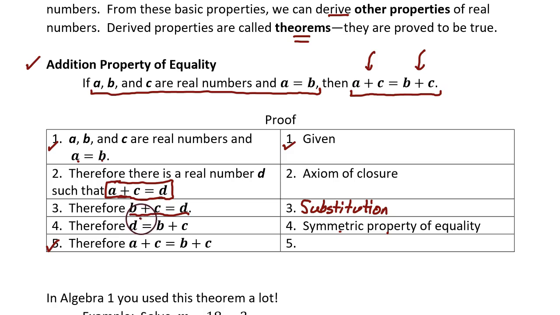Next, we can logically take this statement and rewrite it into this statement. What's happening is that the A plus C is replacing the D. And that's okay because earlier we knew that A plus C was equal to D. So once again, that's substitution.